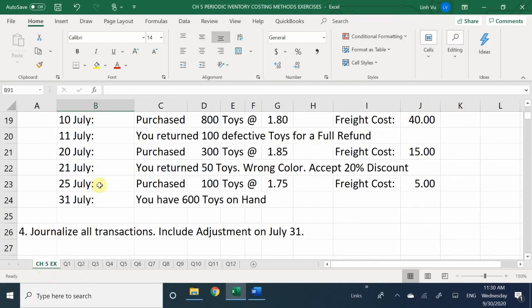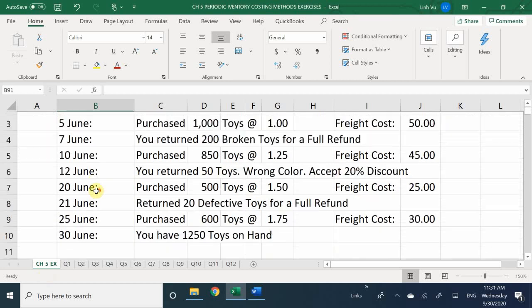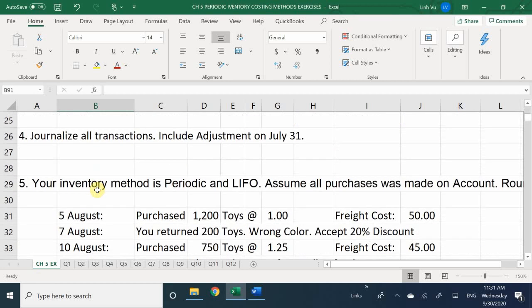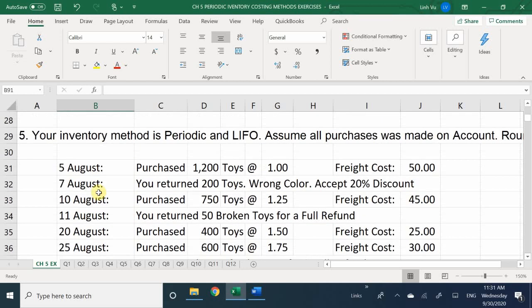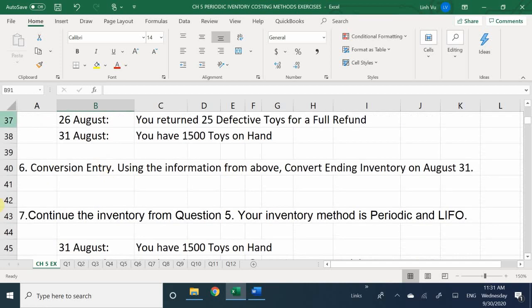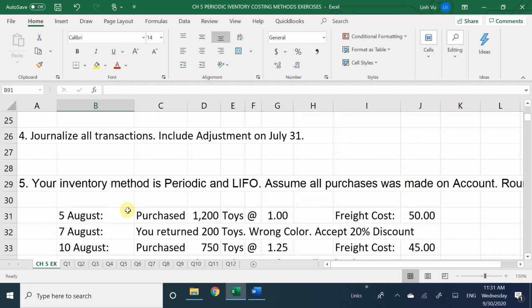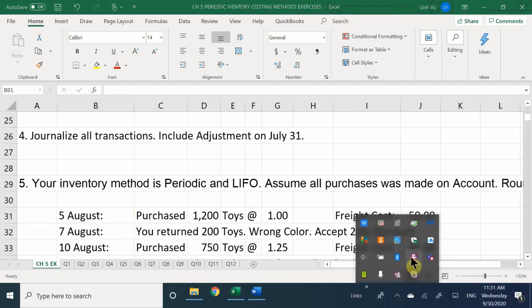All right, if everyone followed along pretty good, this is exactly how you're doing the first 4 questions. Now, the next section, which is going to be the next video over here, we're going to continue on with different types of methods. So we're going to be introducing to you again, or re-exposing you to LIFO. And this time, we're only going to be focusing on journalizing the conversion entry. Okay, so that is it for now, and we'll continue back on with this in the next video.